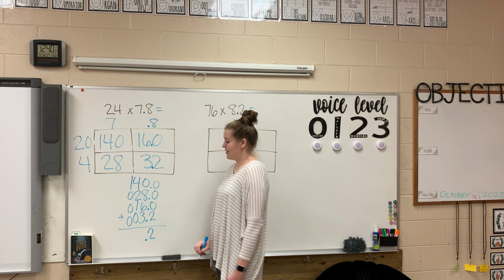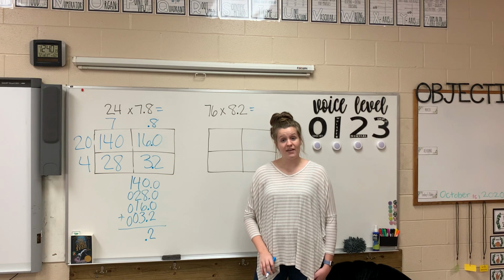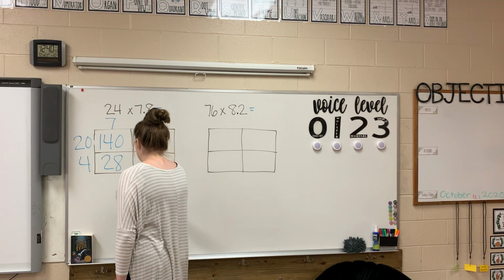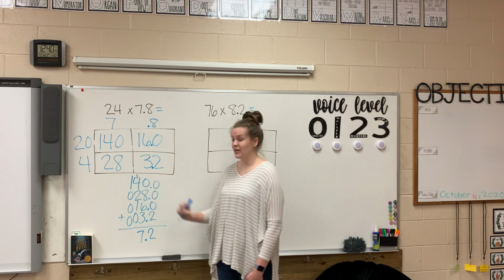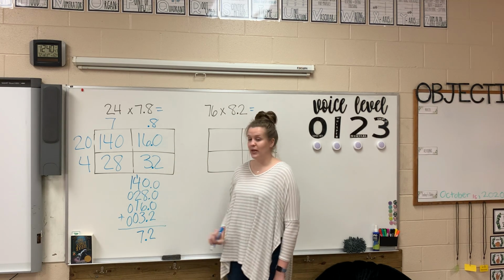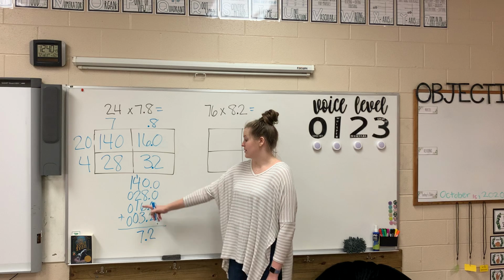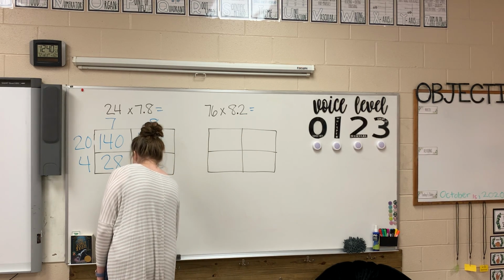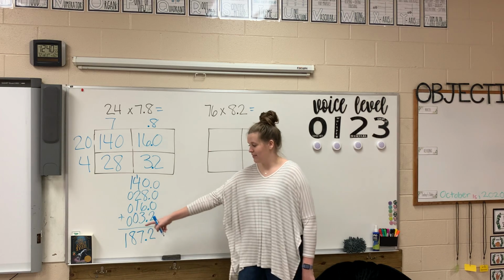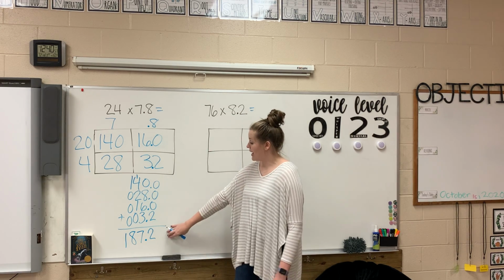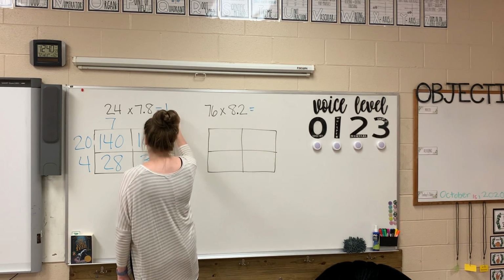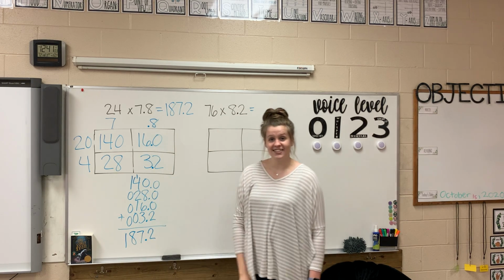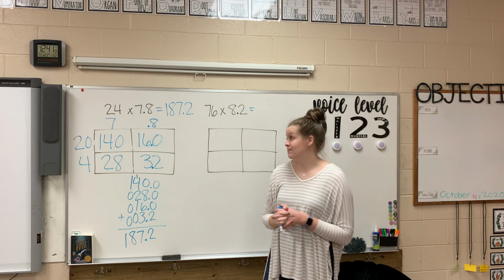8 and 3 is 11. 11 plus 6 is 17. Drop that 7, carry the 1. 4 plus 1 is 5. 5 plus 2 is 7. 7 plus 1 is 8. And then 1, 0, 0, and 0 is just 1. So our answer is 187 and 2/10.